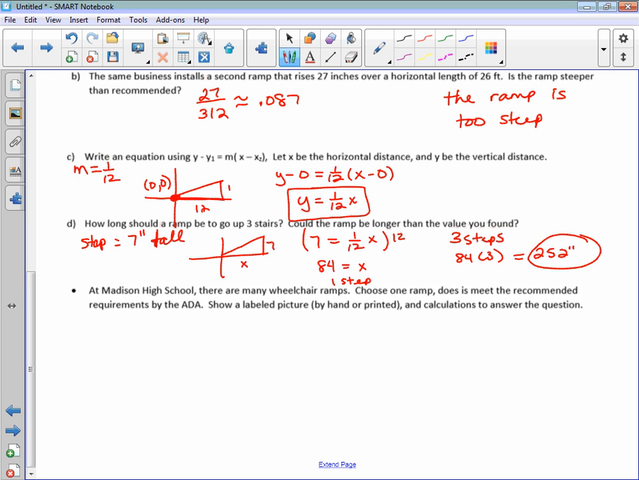All right. So the second part of this: could your ramp be longer than the value that you found? What do you think? Could we make it even longer on a ramp here? Yes, because what if it gets longer? What does that do to the steepness of it? That decreases. It just makes it less. You have a really long ramp, but it's not going up as steep. So yes, it could be longer.